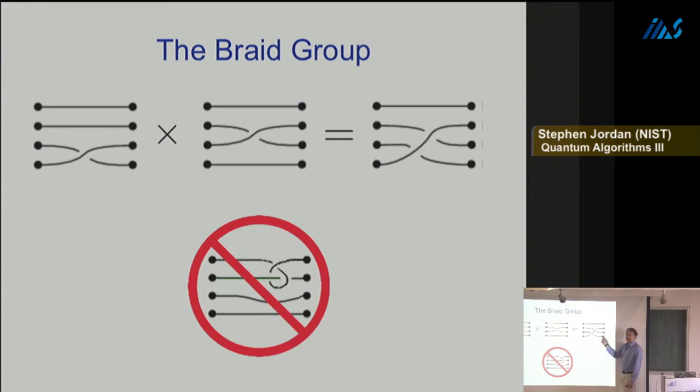And so you can work through the axioms of a group. For example, besides composition, you need each element to have an inverse. You can see that that's the case. If you just compose this with the crossing going the other way, that's the inverse. And so these things form a group under this composition notion of multiplication.